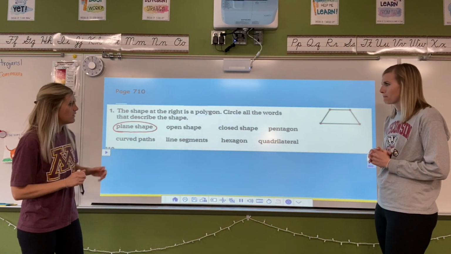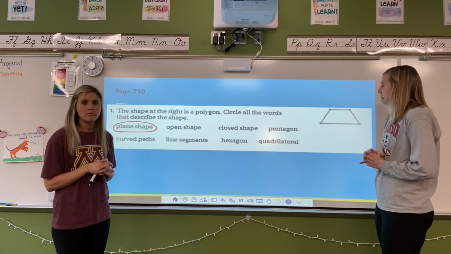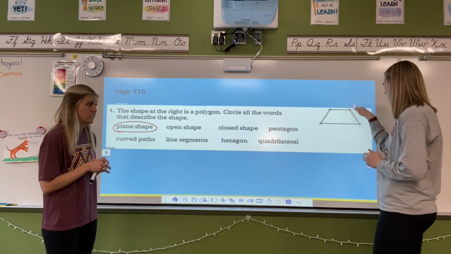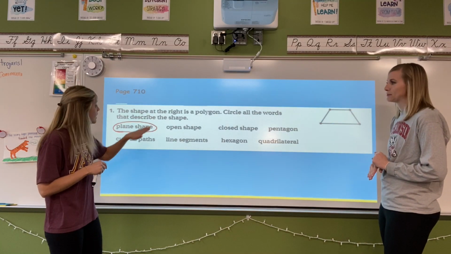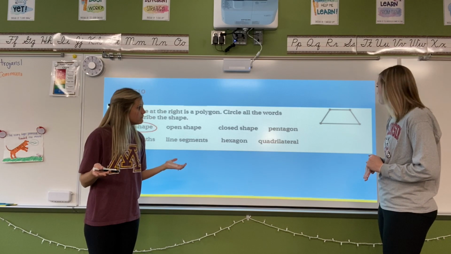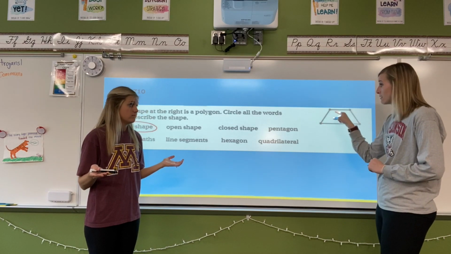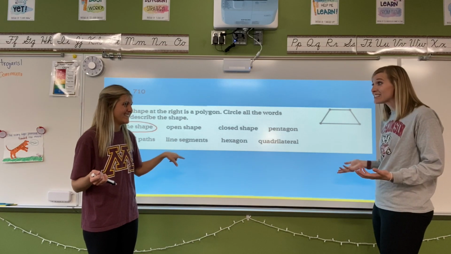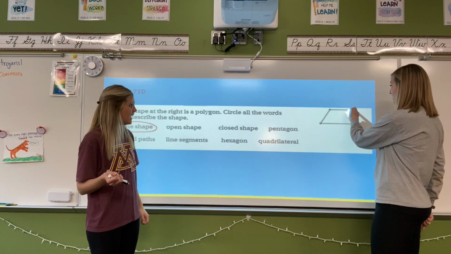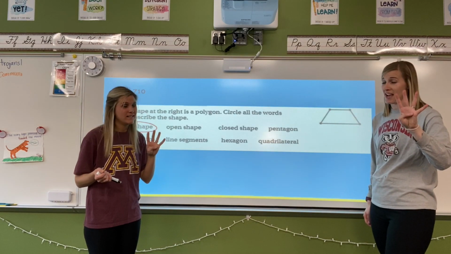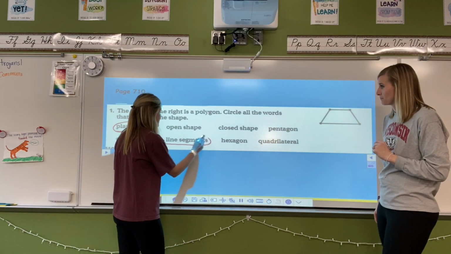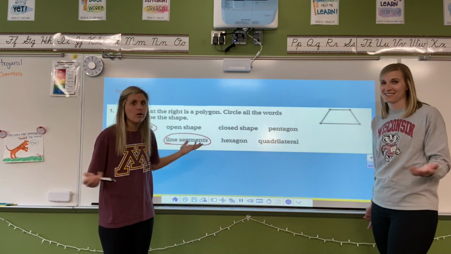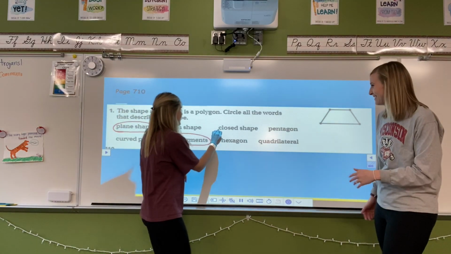Let's go down below. Does it have any curved paths? I don't see any curved paths. Everything seems pretty straight to me. So I'm not going to circle that one. Is it an open shape? Do you see any openings? No, everything connects. So not an open shape. Let's go below. Does it have line segments? It does. It has a lot of line segments, 4 to be exact. So yes, it has line segments. Is it a closed shape? Well, it's not open, so it must be closed.